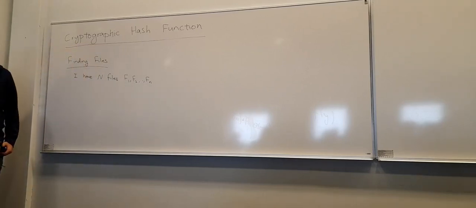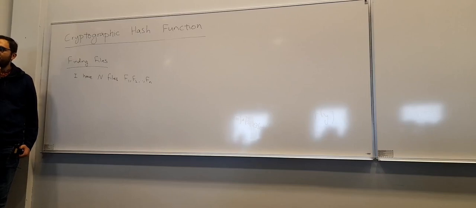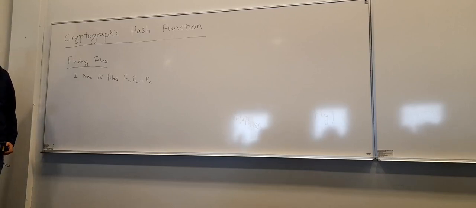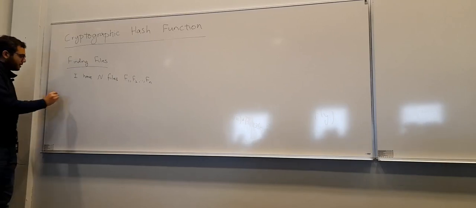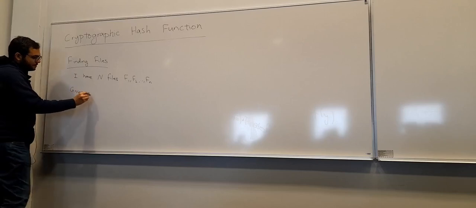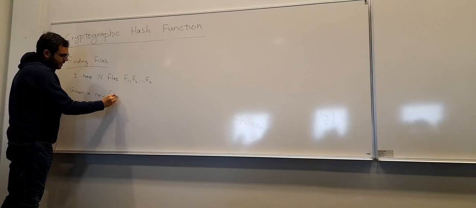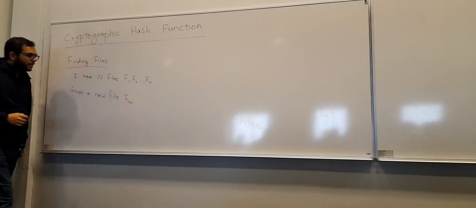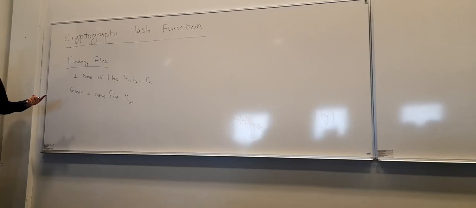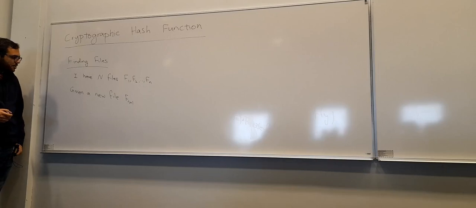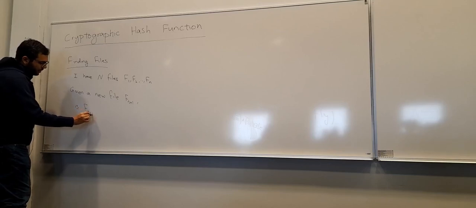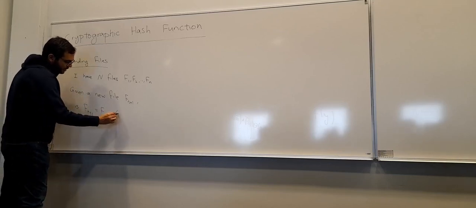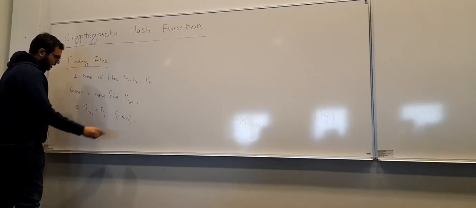Now I want to be able to do some sort of a search. Basically, the idea is that someone might just give me a new file, and I want to see if this file was already in my list of files or not. So given a new file, let's call this one Fn+1, I want to see if this file was already there, or if it's not there, then I want to add it. So given a new file, you should answer: is Fn+1 equal to some Fi for i less than or equal to n?